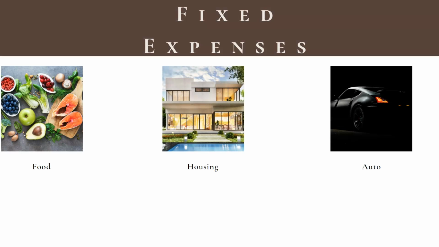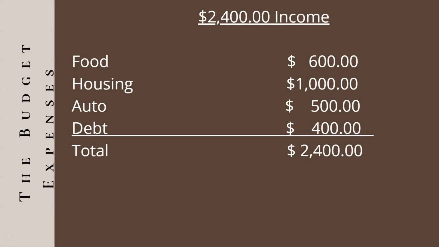Next, we need to look at how we're going to break down our expenses. First, I like to start off with our fixed expenses. These are the big things like food, housing, auto, debt, really big, broad categories. So once you figure out what your big, broad categories are, you want to split up how much money you want to give from your income to each one.